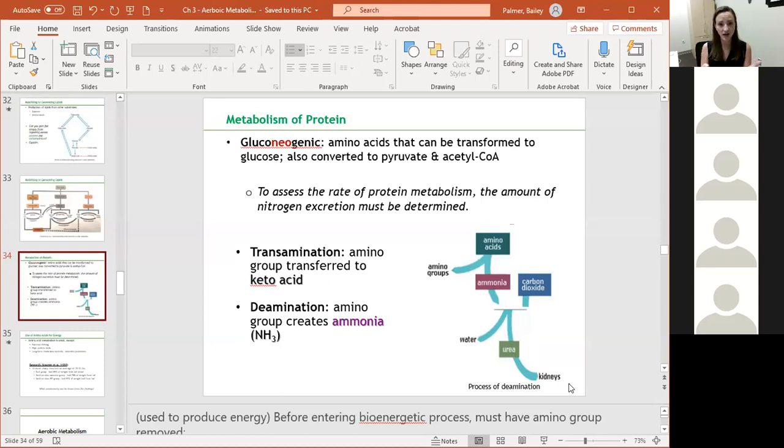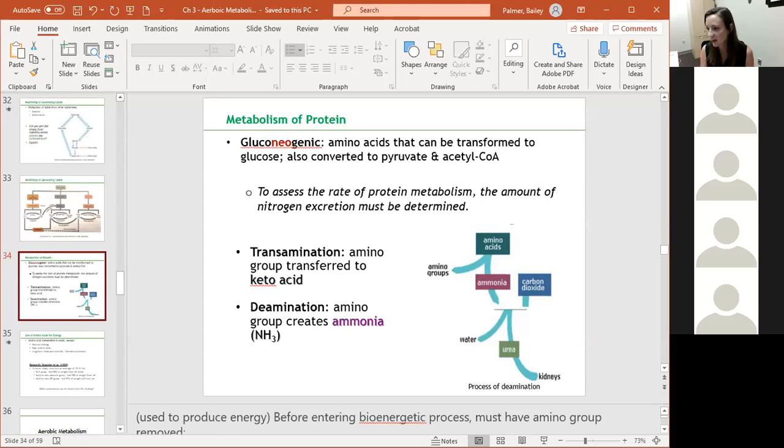So again, with our amino acid, we remove our amino group, and then we transform that amino group into ammonia. And then we add carbon dioxide because we have some sort of electrical imbalance when we have ammonia. But if we add CO2 to it, we have water as a byproduct, and that produces urea, which is just transferred to the kidneys. So I'm not going to spend a lot of time going over those two topics here, but they're talked about a lot in the lecture. So you just have to know the difference between transamination and deamination.